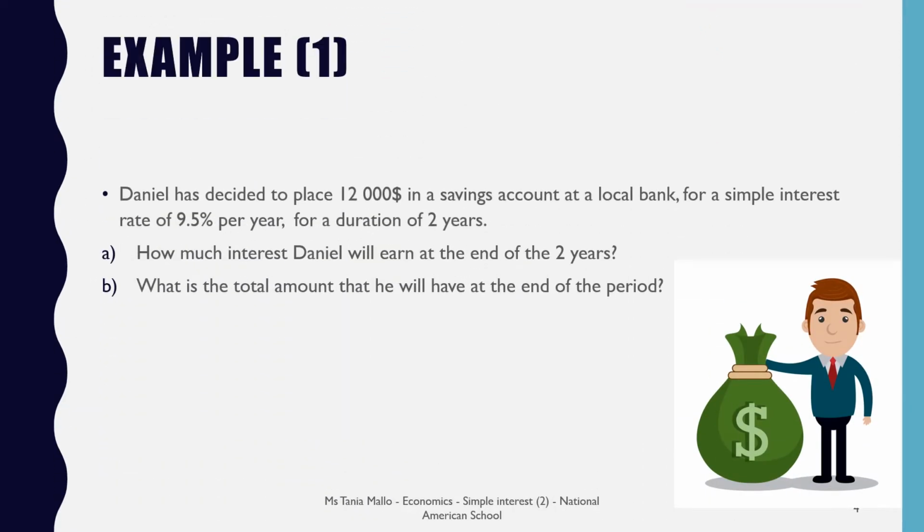In the first example, Daniel wants to invest his money in a savings account. That means he wants to put his money in a bank and he will earn interest. For a simple interest rate of 9.5% for 2 years, what will Daniel earn for placing $12,000? Question B: what is the future amount, or the total amount, that Daniel will have at the end of the period? Question B is what we're going to learn today.